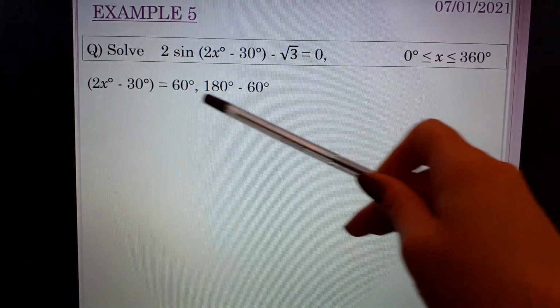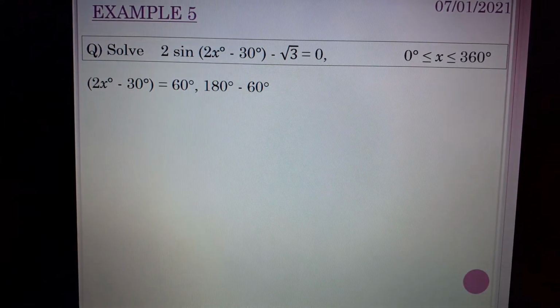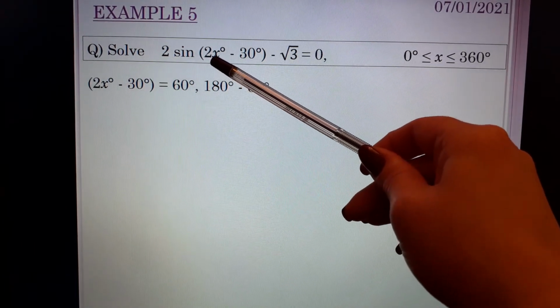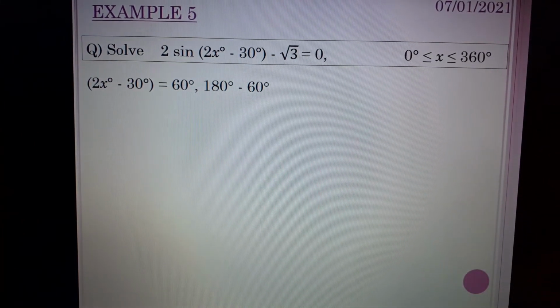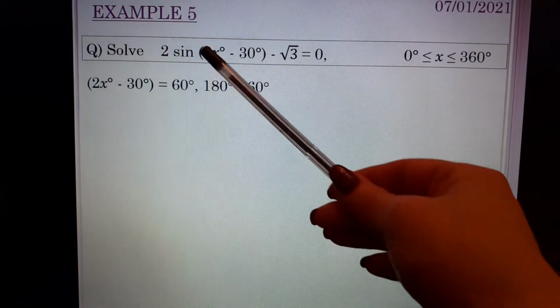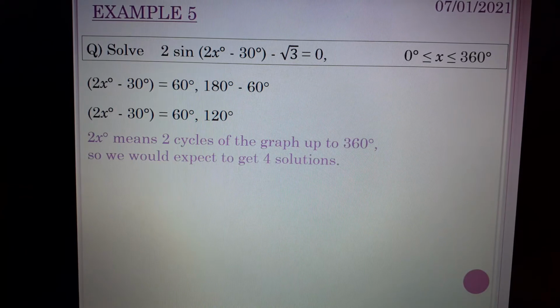But before we start to rearrange it, let's just check how many cycles we should have. We need to check if we should have any extra answers like we did before, when we had to look at the fact that we had a 2x in there. Remember, a 1x means that we could have up to 2 answers. That's what we did at National 5. But if we've got a 2x, it means that we could actually have up to 4 answers. We want an answer between 0 and 360, so we're expecting up to 4 answers here. 2x means 2 cycles of the graph up to 360, so we're expecting to get 4 solutions.